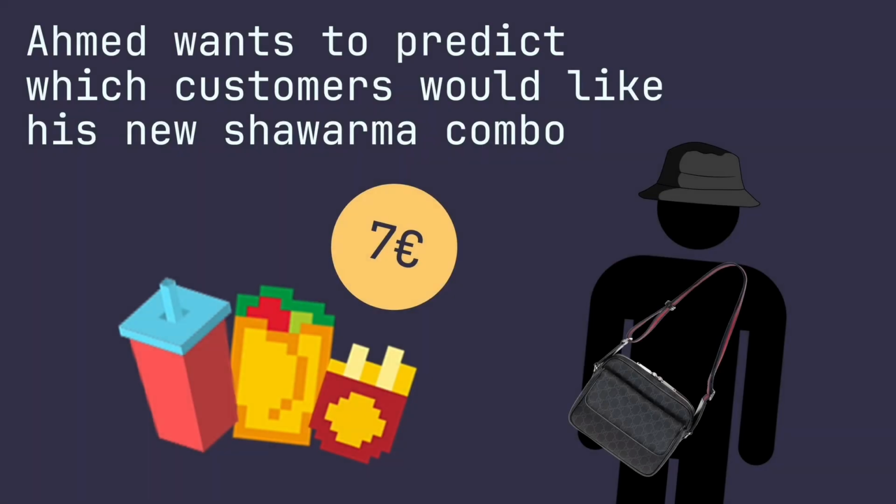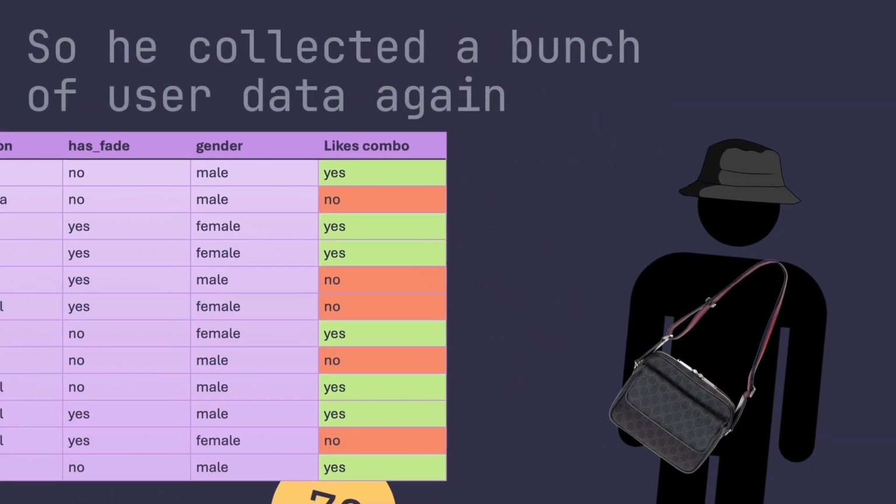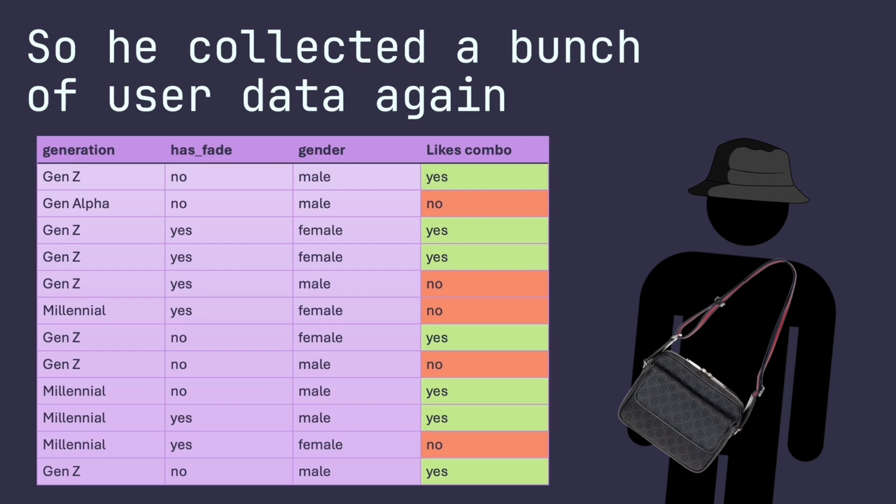Ahmed wants to predict which customers would like his new shawarma combo. So he collected a bunch of user data again. As we can see, he collected the information per customer of the generation, and if they have a fade, and if they are male or female. And then also the feature we want to predict, of course, if they like the combo or not.